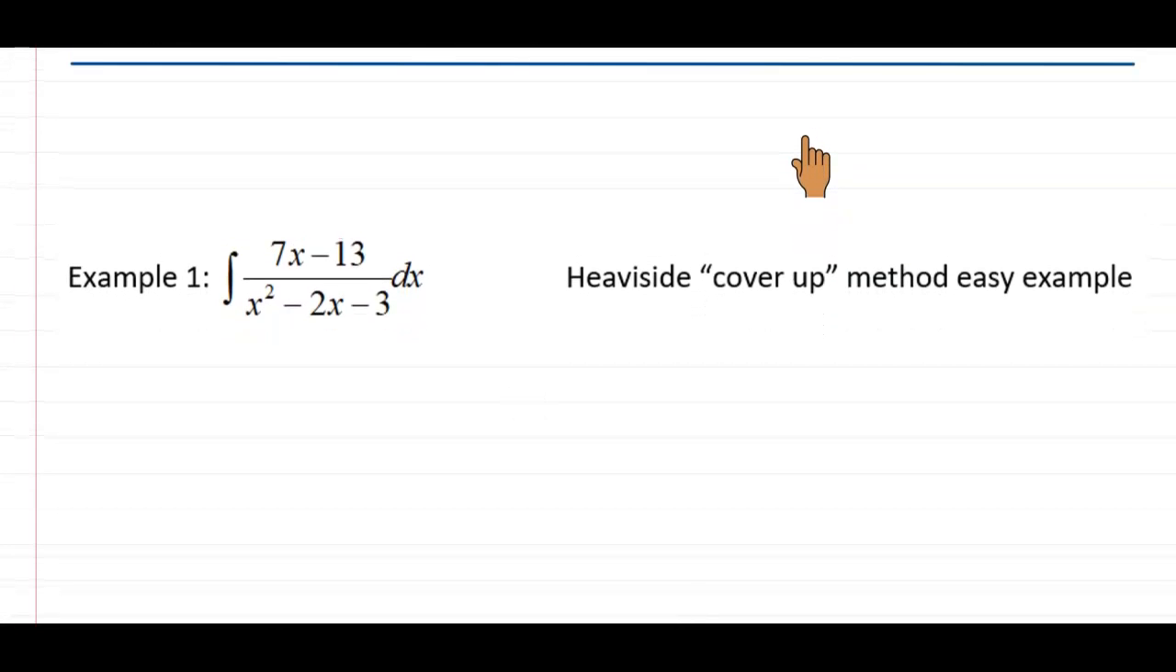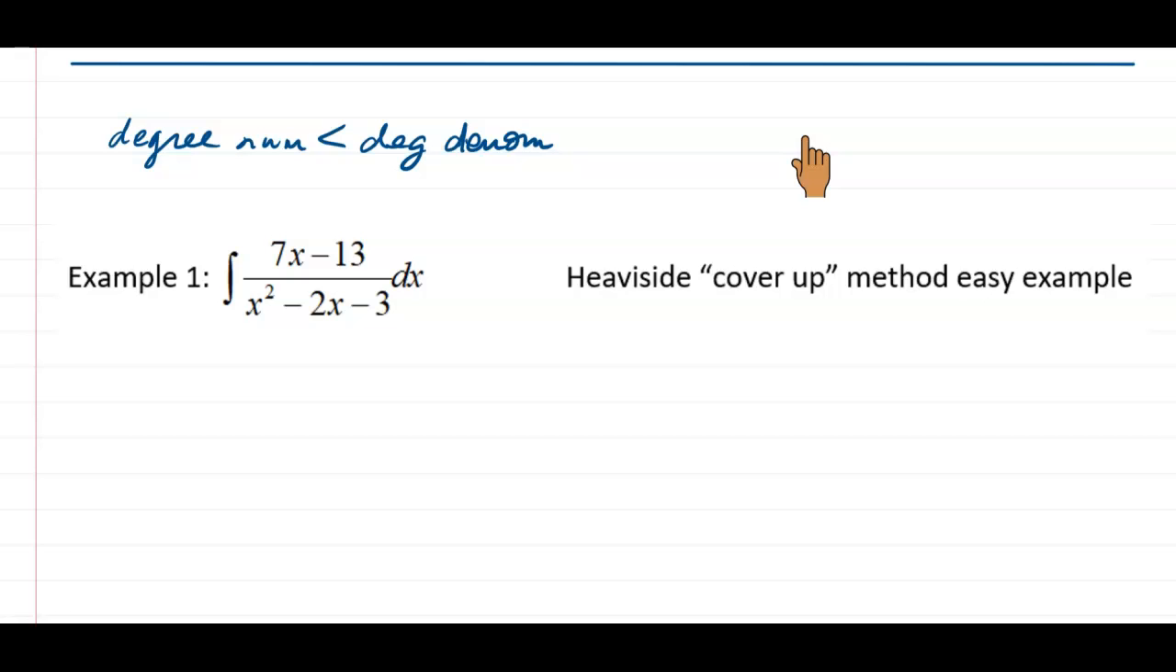Again, we're going to learn the cover-up method, also the Heaviside method, because Oliver Heaviside, a mathematician, engineer, and physicist, came up with this method. It's very easy to prove why it works. I'm not going to do that here. I'm just going to demonstrate how you would use it. So first of all, we need the degree of the numerator to be less than the degree of the denominator to use this method. And in this example, we have exactly that. The degree of the numerator is 1. The degree of the denominator is 2.